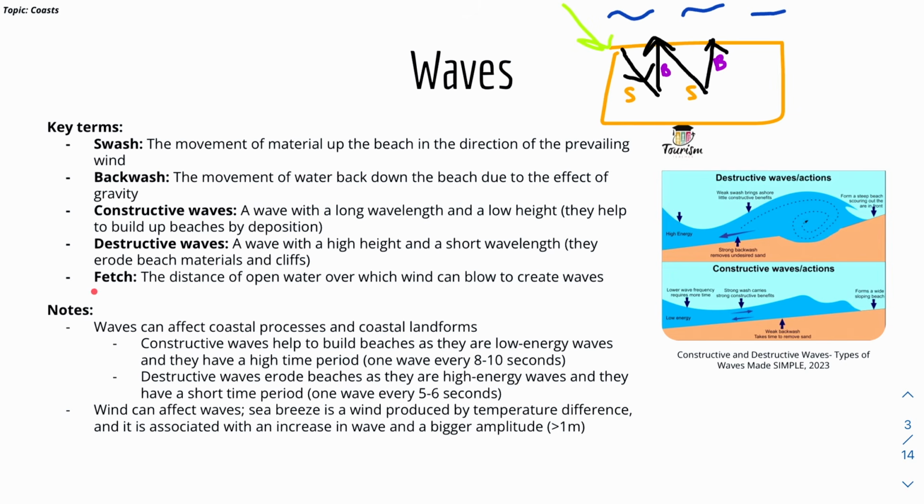Then we have fetch. So here are some notes for the waves. Waves can affect coastal processes and coastal landforms. For example, as I mentioned, constructive waves can help to build beaches, whereas destructive waves cannot help, but they can erode beaches as they are high in energy. And as a key important note here, wind can affect waves, for example, the prevailing wind, and sea breeze is a wind produced by temperature difference, and it is associated with an increase in wave and a bigger amplitude, right here.